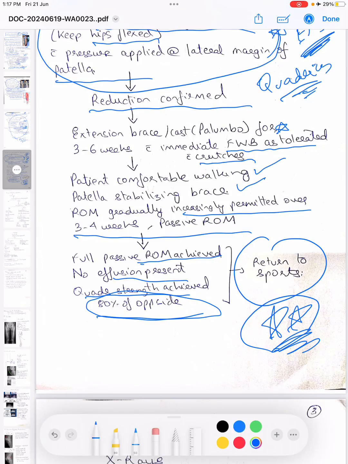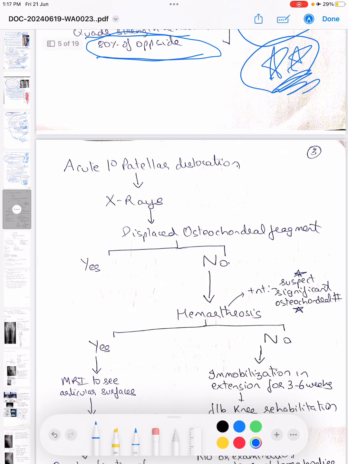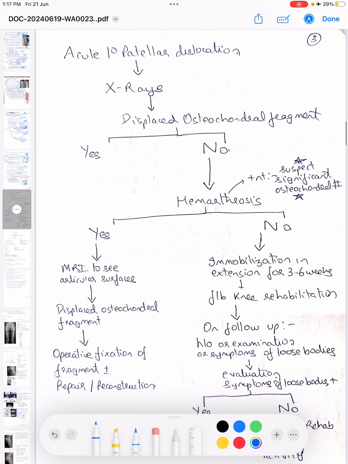Whenever it is complicated with other factors like ligament tear and osteochondral fragment, how do we ideally go about a case of acute patellar dislocation? That is what we are going to discuss with a flowchart method. So whenever you get an acute patellar dislocation case, you confirm it on x-rays.